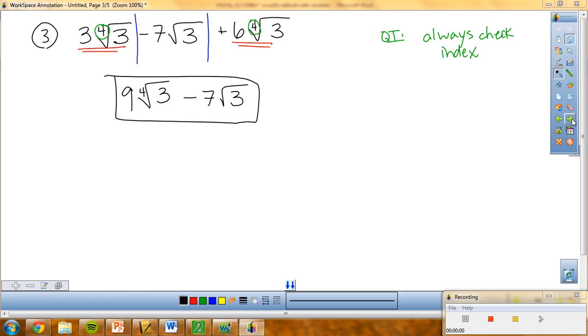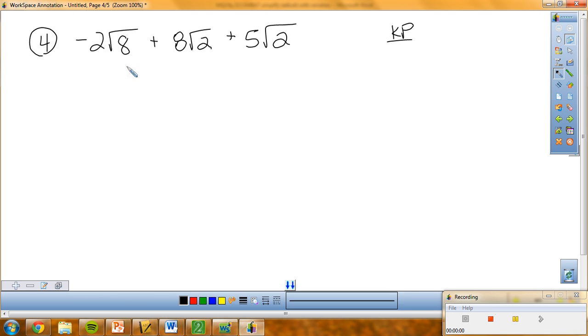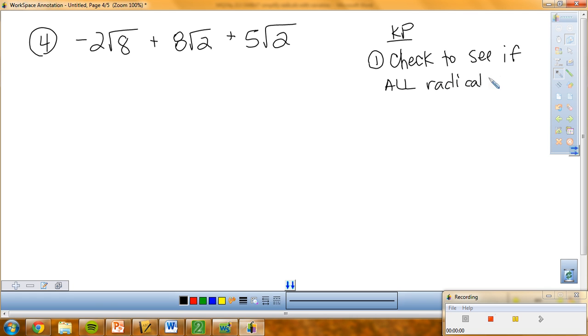But we're not always going to have radicals that are just ready for us to combine. What happens when I need to do a little bit of work first? So the first step should always be to check to see if all radicals are in simplest form.